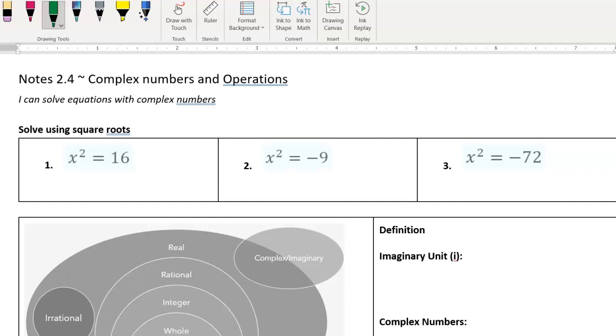All right, well, welcome. In this video, we're going to be looking at lesson 2.4, which is going to be all about what we call complex numbers and operations we can do with complex numbers. But first, before we get to that point, let's start with something we are familiar with, a problem like this first example, x squared equals 16.